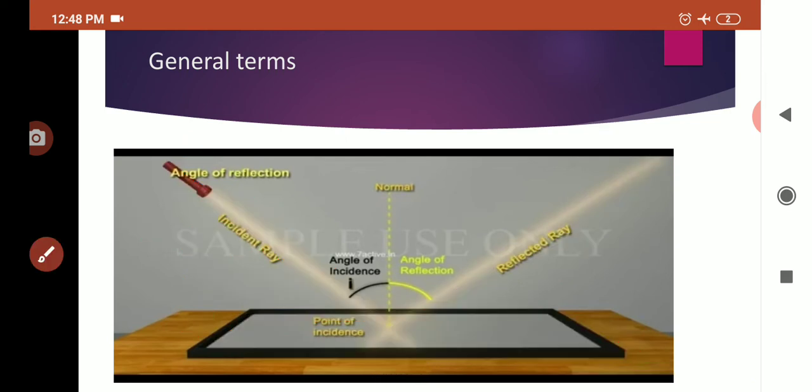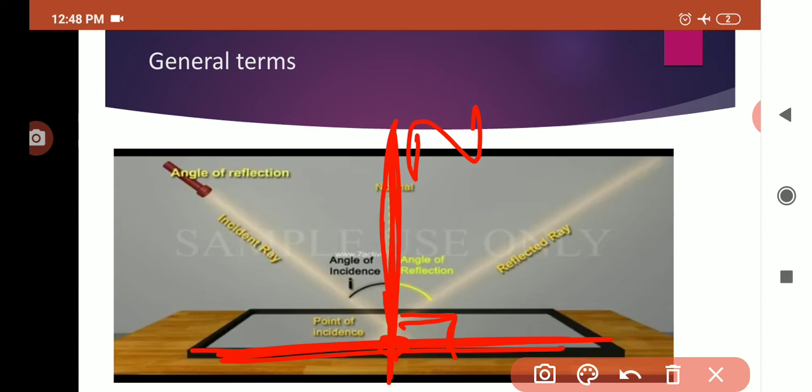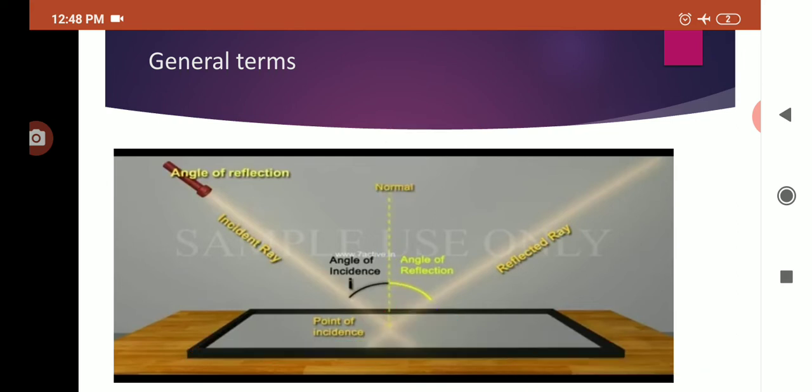Okay, now the next term is normal. What is normal? If this is a plane mirror, this is the point of incidence. So the line which is perpendicular, this line which is made at a 90 degree angle to the surface, is known as normal. Okay, so normal is a line drawn perpendicular to the surface of the mirror and is passing through the point of incidence. Is that clear?